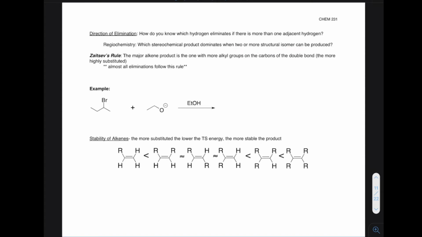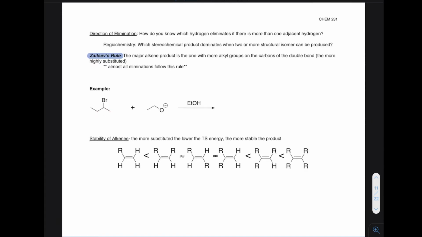So something we have to think about now is something called Zaitsev's rule, which is essentially as follows. The major alkene product is the one with more alkyl groups on the carbons of the double bond. So when we think about which product is the major one, we have to consider Zaitsev's rule now. So for example, with this reaction down below, we can see that we have two adjacent carbons to choose from with hydrogens to do our E2 elimination.